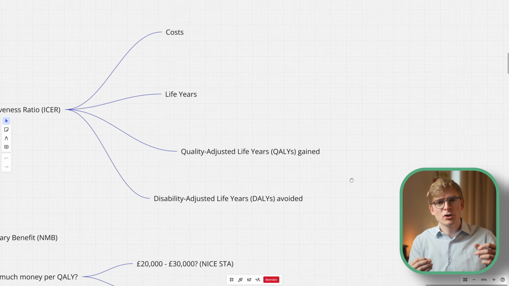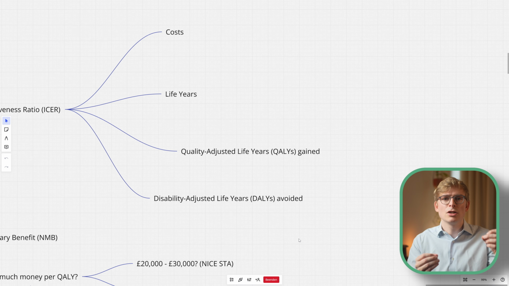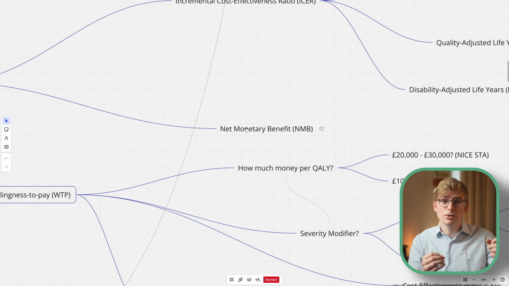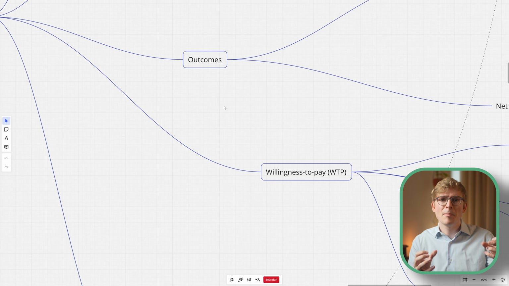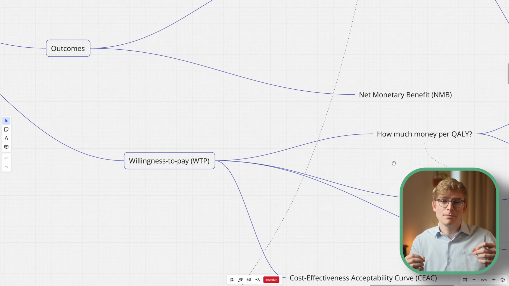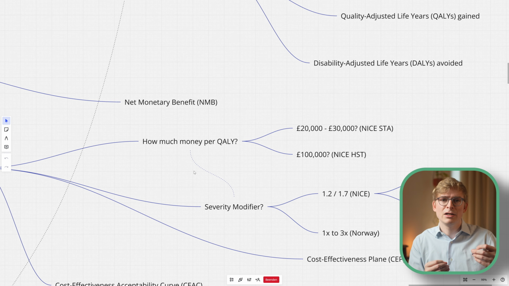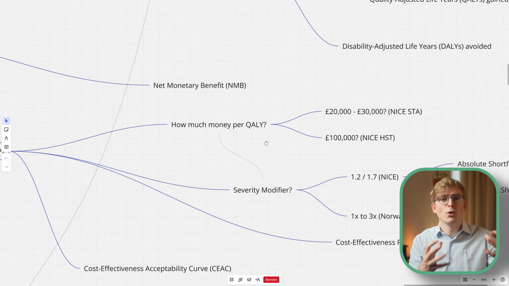The ICER and net monetary benefit always need to be seen in the context of a willingness to pay threshold, which represents the maximum amount a society or healthcare system is willing to pay for a unit of health benefit, such as a QALY or a life year gained.